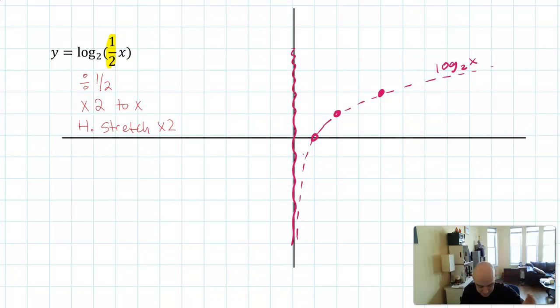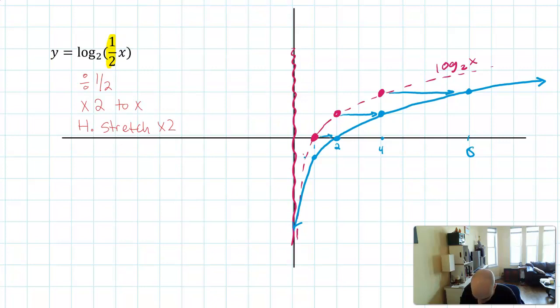To horizontally stretch by a factor of 2, you take every x value and double it. So this point was at 1, that's going to go to 2. This point was at 2, that's got to go to 4. This point was at 4, that goes to 8. This point was at 1/2, that goes to 1. And so on. So we are horizontally stretching every value on the graph to go over that way.